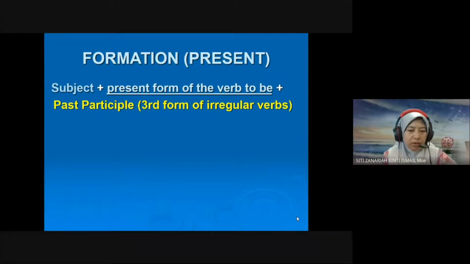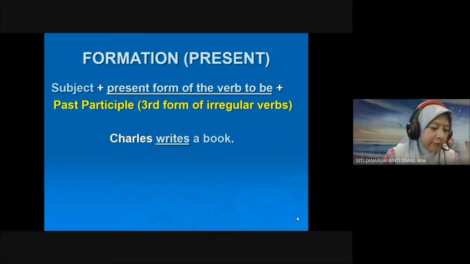For the third form of irregular verbs, you can refer to your textbook, pages 175 and 176. There's a list of the present tense form, past tense form, and past participles. It is very important for you to refer to this page because there's a list of past participles which will be used in the passive voice.